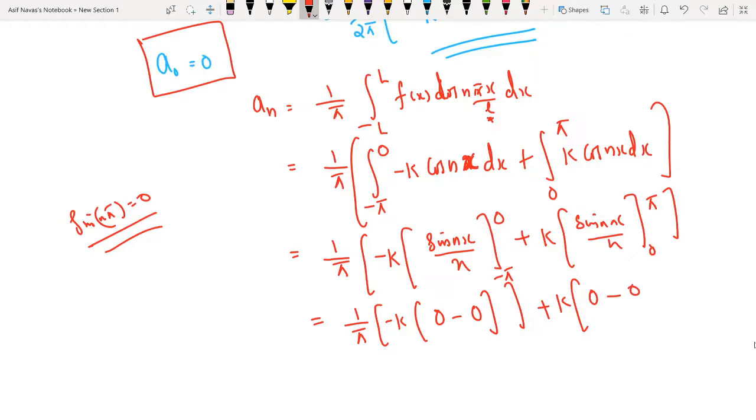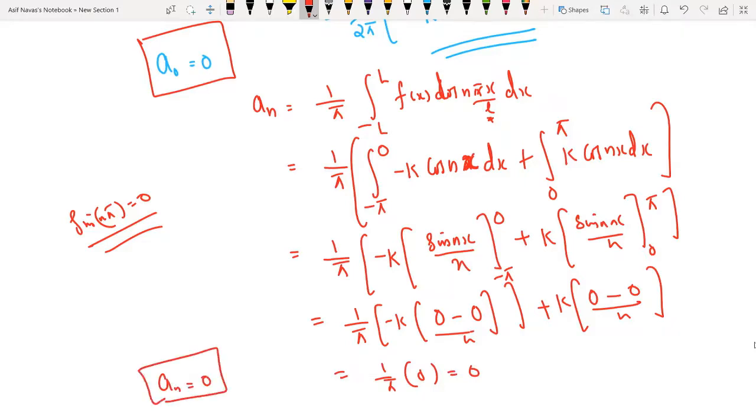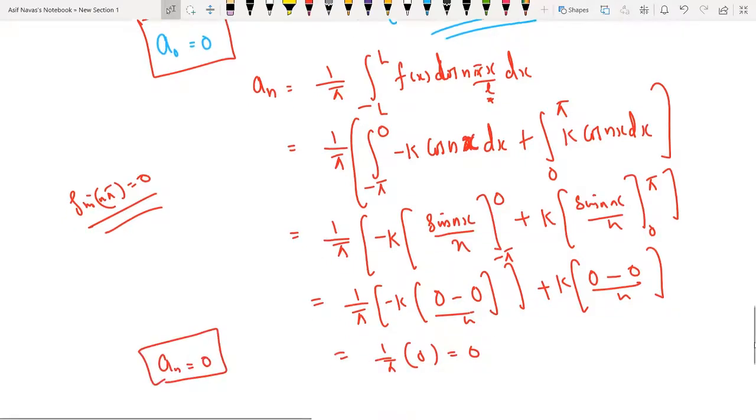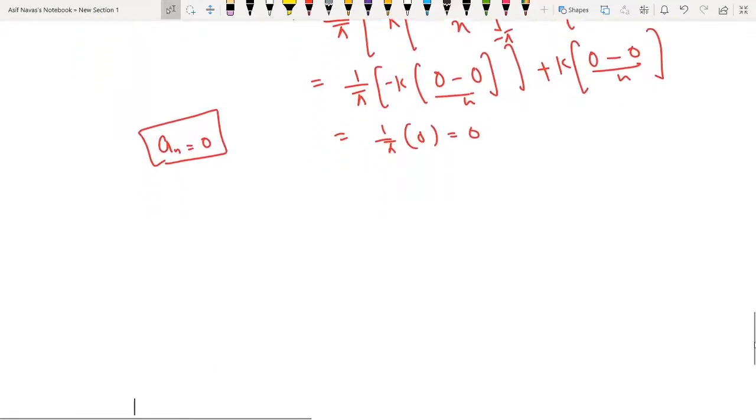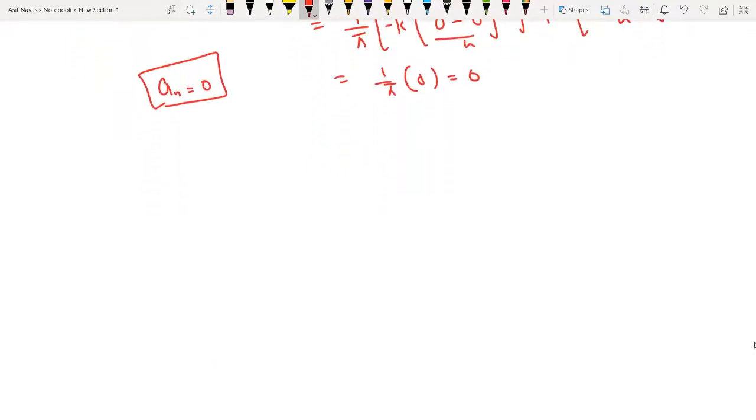There is n there, no problem. So this is equal to 1 by pi, 0 into 0, so 0. So I get a n is equal to 0. So a naught is equal to 0 and a n is equal to 0. And finally we have to find out b n.